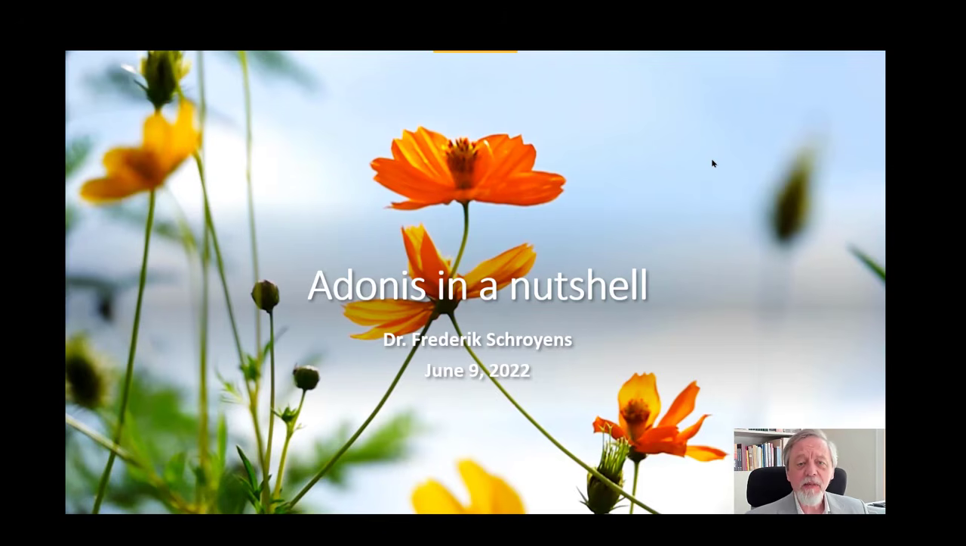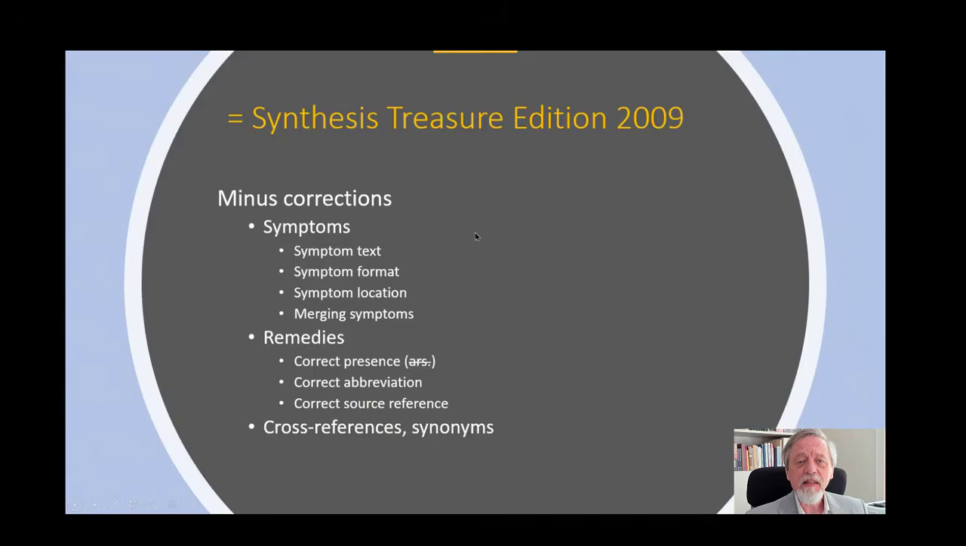First of all, and maybe obvious, is the idea that everything that is contained in Synthesis Treasure Edition can be found back in Synthesis Adonis. So we build up from the Treasure Edition onto Adonis. With one difference, it means there are a lot of corrections. Corrections I will not go into detail, but you can imagine that symptom text has been corrected because of language, because of clarification, because of not following the repertory language format, etc.